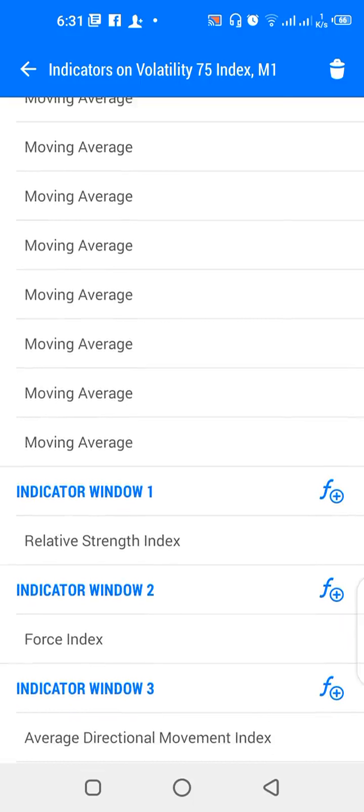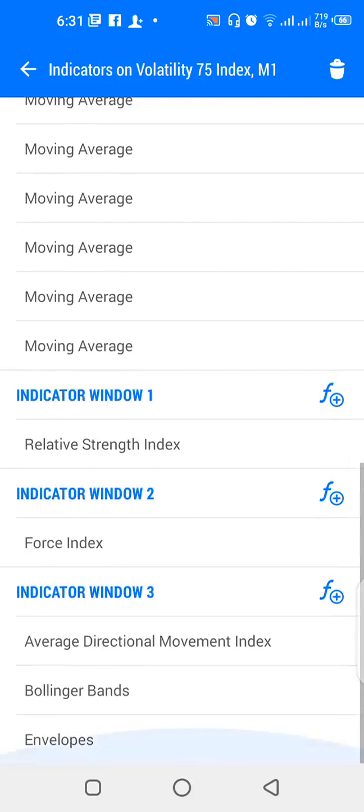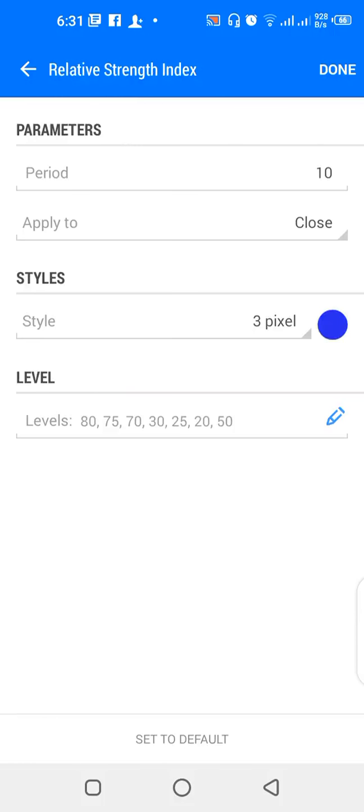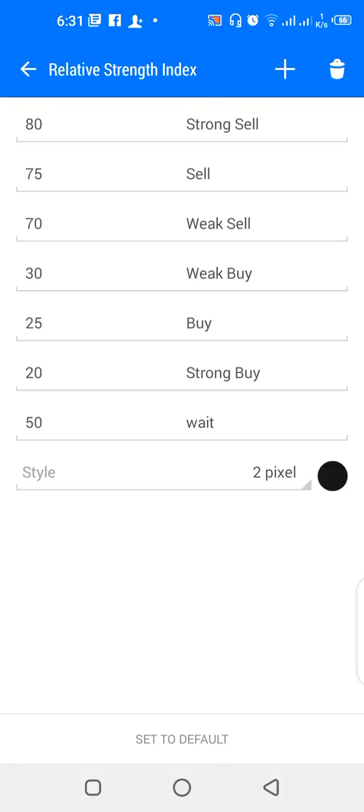Now let's go to indicator window 1. For indicator window 1, we have the relative strength index. Let's look at the parameters. The period is 10, applied to close, and the color is blue. Now we have levels. The first one is 80. Second one is 75. We have 70, 30, 25, 20, and we have 50.